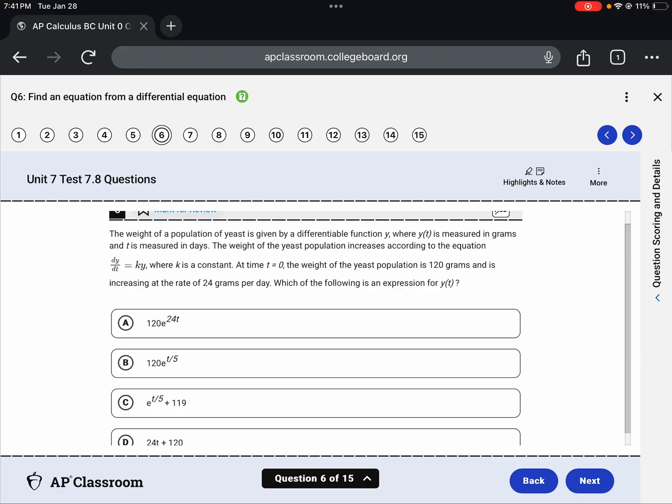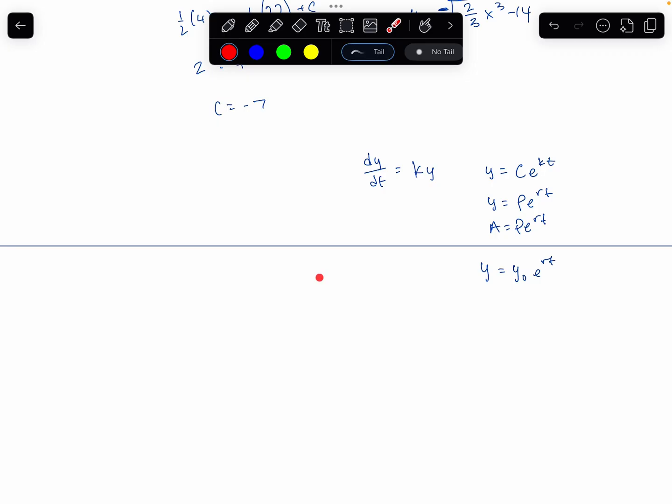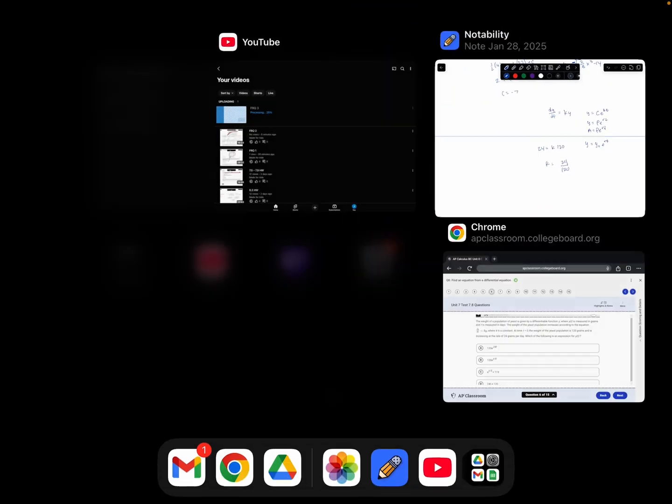So it gives you the population of yeast at t equals 0, and it is increasing at a rate of 24 grams per day. So what that's saying, it's actually giving you the value of the derivative. So it's saying that 24 grams per day is equal to k times, what was it, 120? So then k will be equal to 24 over 120. Now that will simplify, probably.